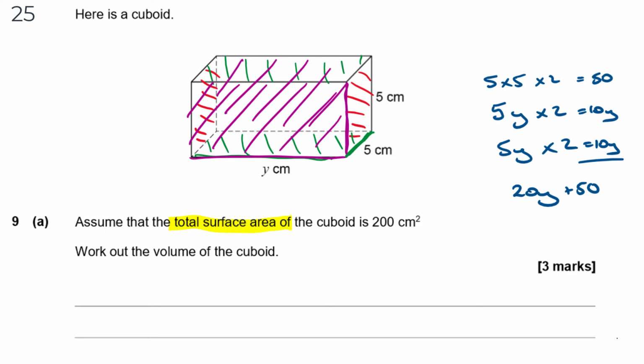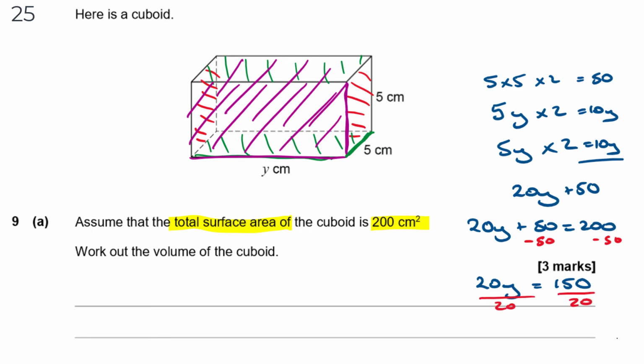Now I'm told that the total surface area of the cuboid is 200. Okay, so that means that 20y plus 50 must be equal to 200. So subtract 50 from both sides. That's going to tell me that 20y is equal to 150, and then dividing both sides by 20 then. That's going to tell me this cancels with this, leaving me with y equals 15 over 2, 7.5.